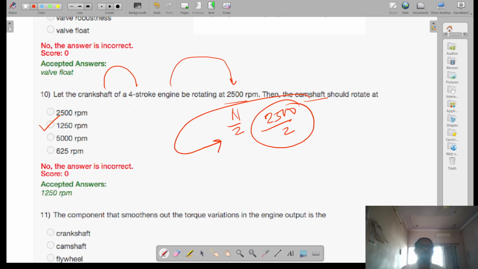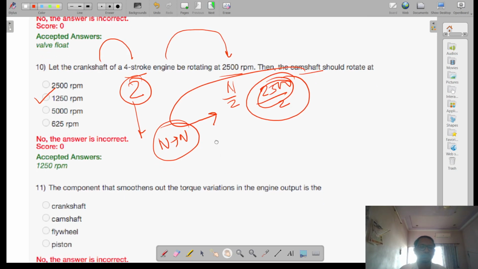Now if this is the two stroke engine, the camshaft speed will be N. Just remember again, if this is converted in another question, if I say two stroke, then how much will this be? ये 2500 ही रहेगा, ये आपने याद रखना चाहिए.